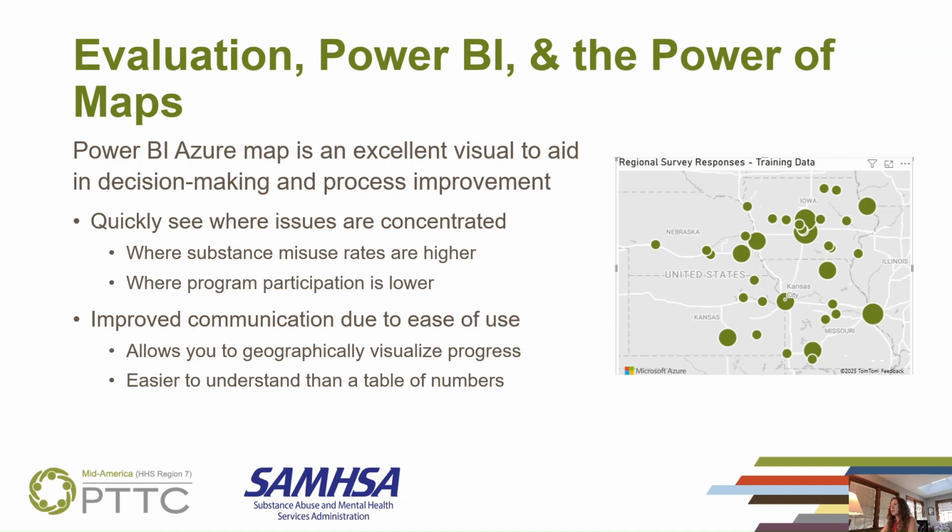So what else can maps do? You can quickly see where issues are concentrated, for example, where substance misuse rates are higher or where program participation is lower. You can improve communication due to the ease of use, so it allows you to geographically visualize progress, and really they are just easier to understand than a table of numbers, very intuitive for non-technical audiences. This image on the right is an example of a map that we'll actually create in a little bit here. Simply regional survey responses of training data.